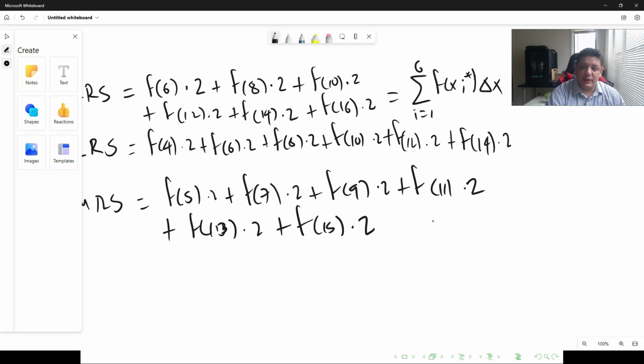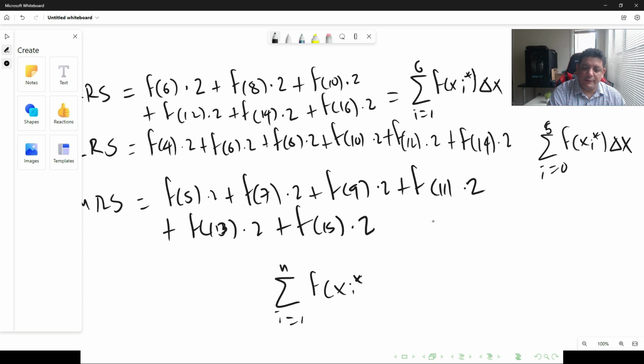And of course, on this side, we could also use this type of notation from 0 to 5 of f of x_i star delta x, and so on. So in general, notice that this is a sum. We can establish this as a sum, and we can be talking about the sum from i equals 1 to n of f of x_i times delta x. Okay, so this is what we want to know.